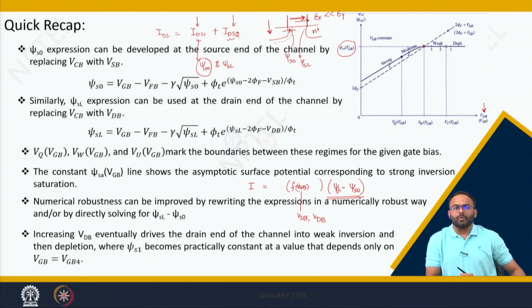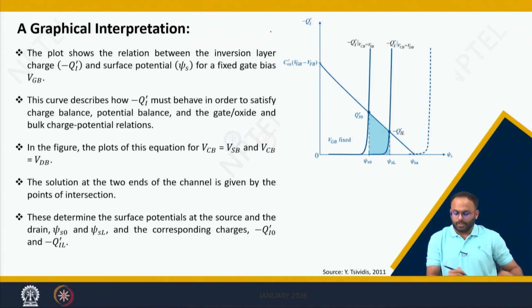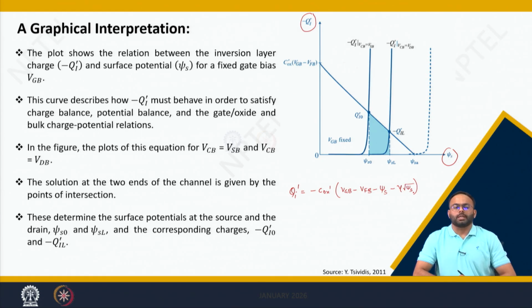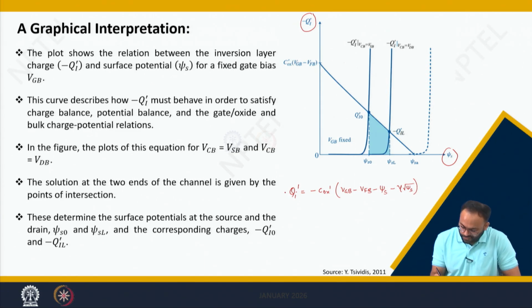Now, let us see how we can explain our MOS operation by using the graph plotted between minus Qi dash and psi s. We know that Qi dash can be written as minus Cox dash into VGB minus V flat band voltage minus psi s minus gamma root psi s. This equation we have derived many a time using the potential balance equation. So, if we draw a graph for minus Qi dash, then this quantity becomes plus.